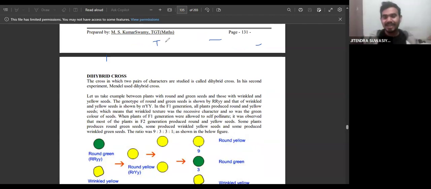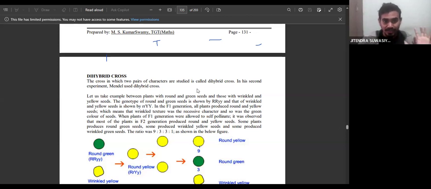But in the dihybrid cross, we are going to take two contrasting characters of the plant. So the cross in which two pairs of characters are studied is called dihybrid cross. In his second experiment, Mendel used dihybrid cross. In the first experiment, he took monohybrid cross, F1, F2 generations, and observed the 1:2:1 genotypic ratio and the 3:1 phenotypic ratio in the monohybrid cross. But in dihybrid cross, we are going to cross two contrasting characters of the plants. Okay, so let us take an example between plants with round and green shapes.